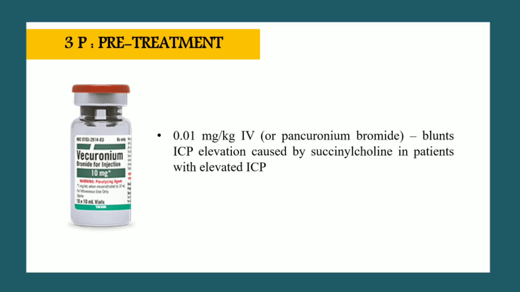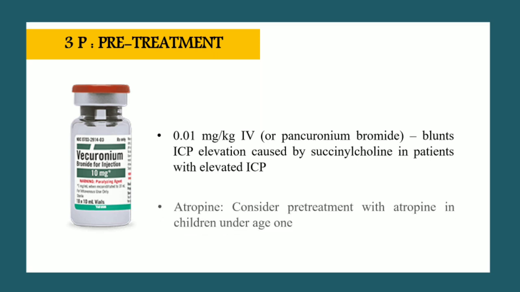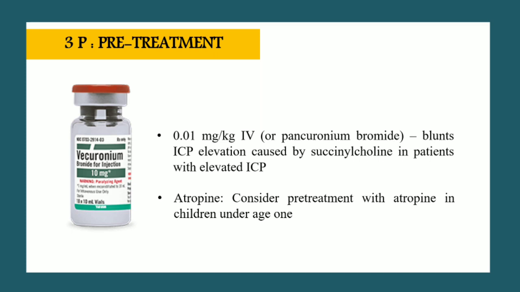0.01 mg per kg of vecuronium or pancuronium bromide blunts the ICP elevation caused by succinylcholine in patients with elevated ICP. Atropine can also be considered as pre-treatment in children under age 1.